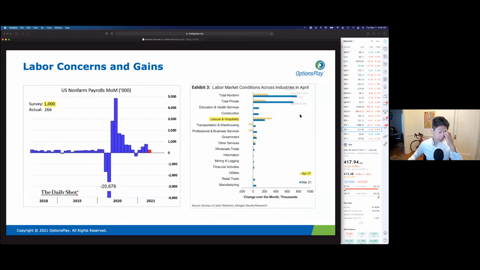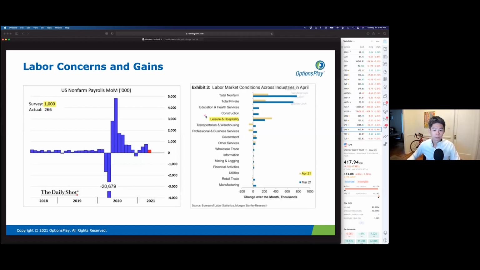So when we take a look at the economic side of things, this is really where the April numbers surprised substantially to the downside. Survey expectations was non-farm payroll to add about 1 million jobs, and it came in at a very, very weak number in comparison to that, only adding 266,000 jobs.